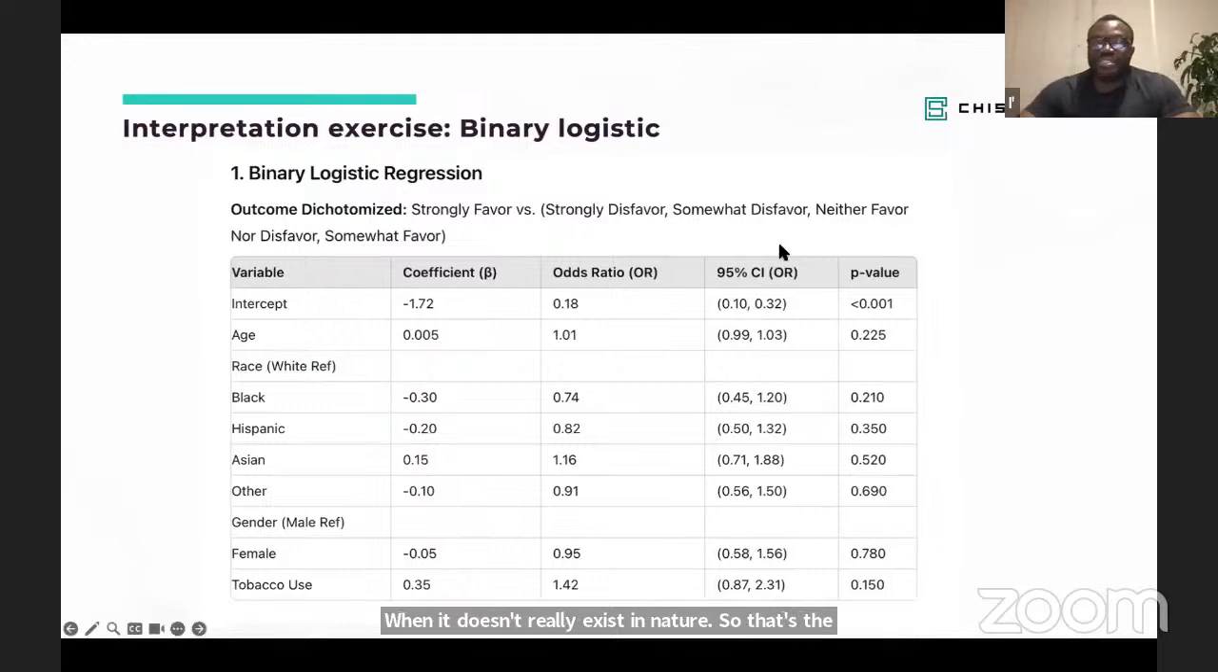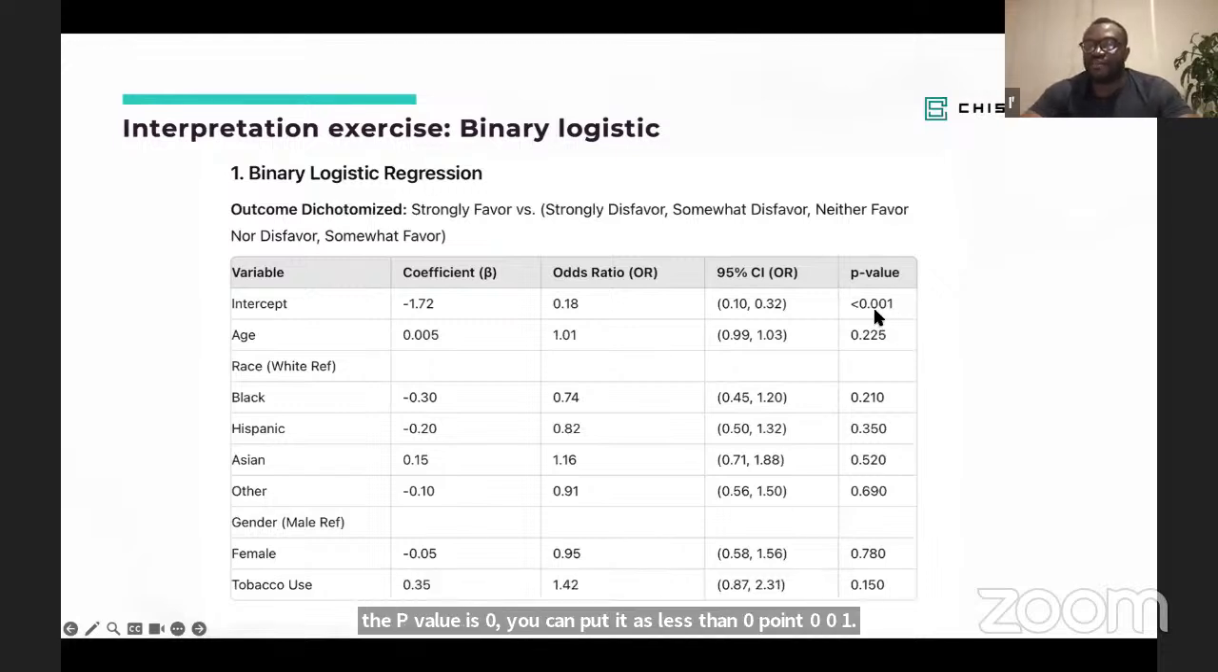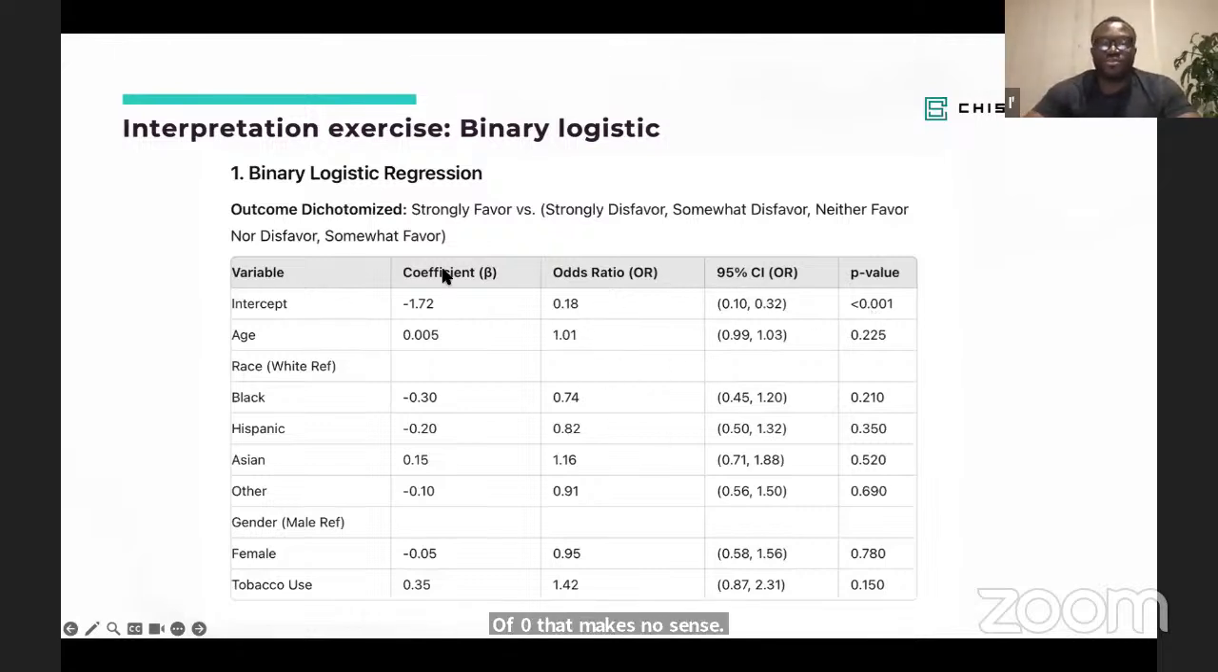So bottom line, the confidence interval gives us more information than the p-value. And so again, you want to prioritize that. When you're reporting p-values, please do not report p-values of 0.000. That doesn't make any sense. So this is the reason why we added this here for instructional purposes. If your p-value is 0, you can put it as less than 0.001. Please do not put the p-value of 0. That makes no sense. So now we've understood the table.